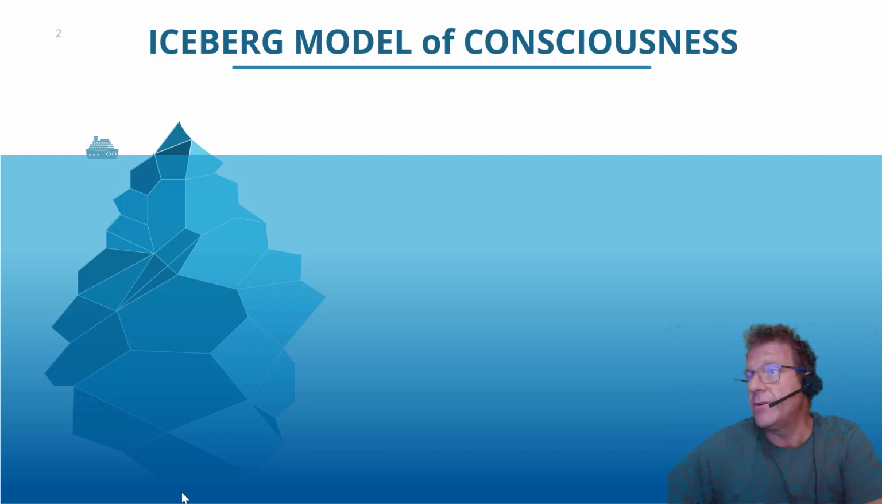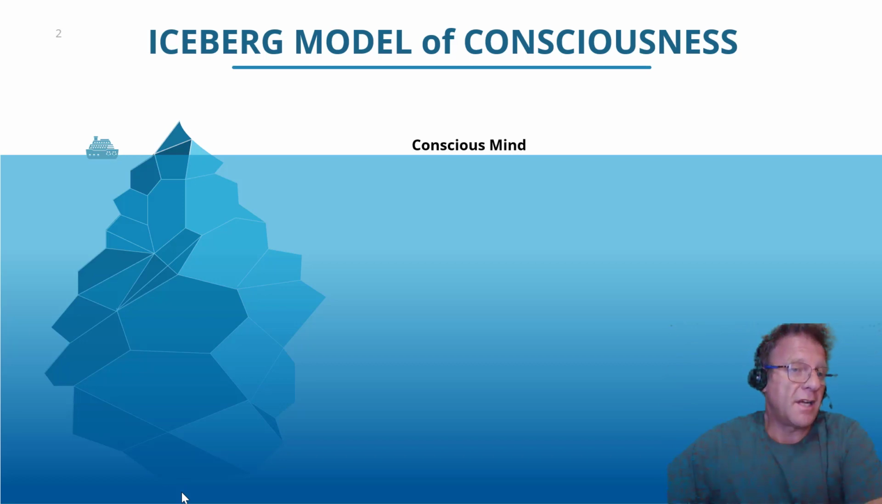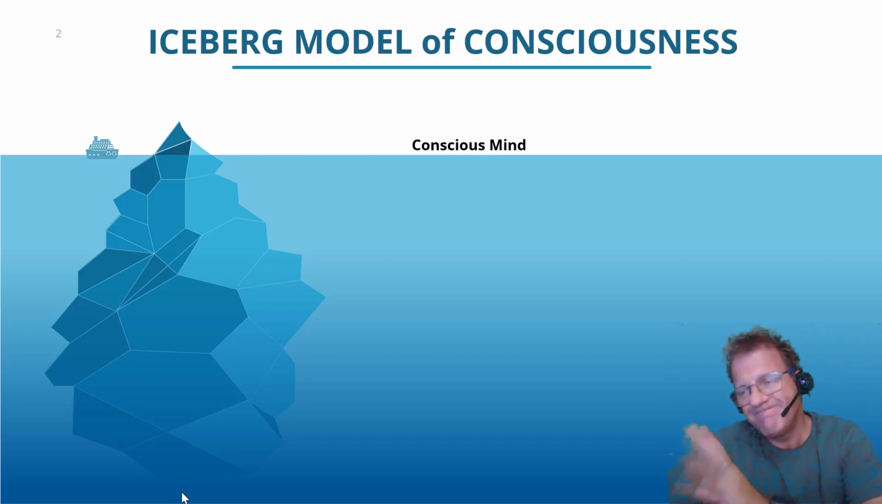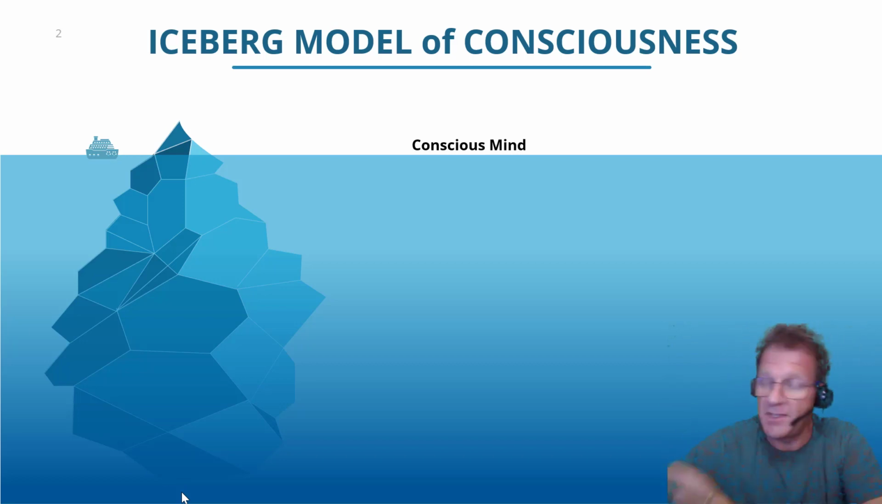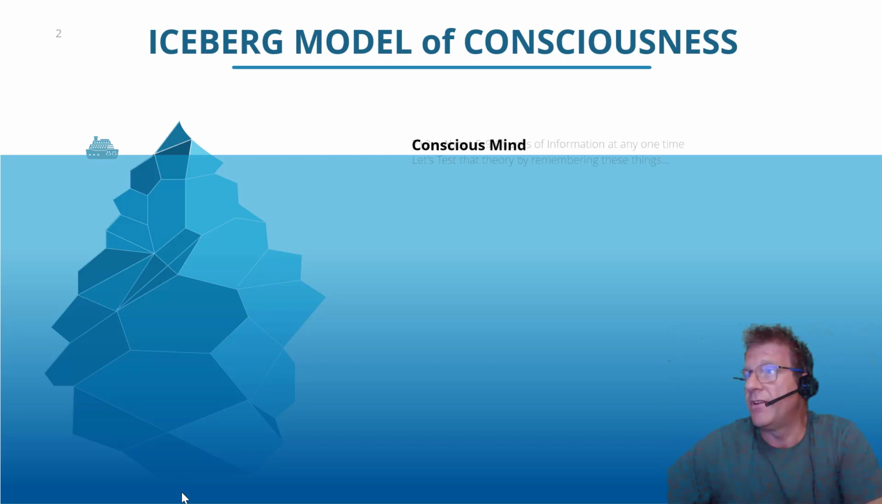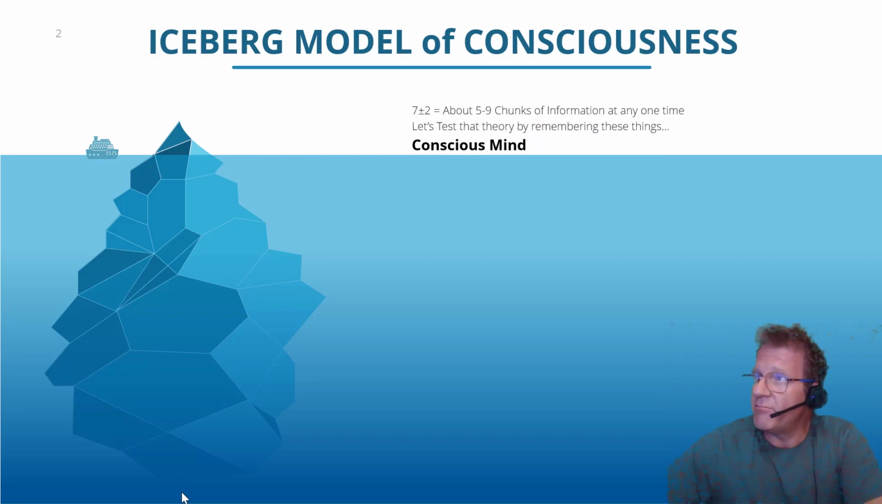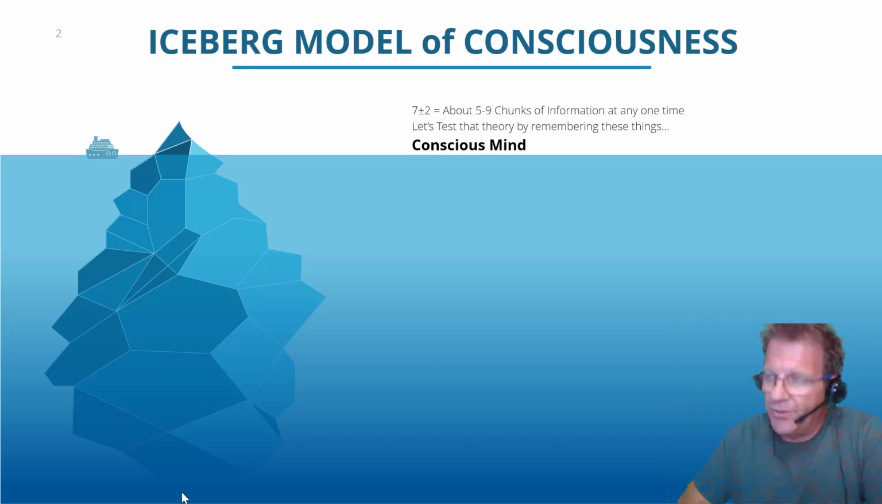And for the sake of the record, it is the little area above the water level that we would consider our conscious mind. Now, our conscious mind can only hold around 7 plus or minus 2, so that's about 5 to 7 things in your conscious mind at any one time. It's about the chunks of information at any one time. Now, if you want to test that, how many things can you hold in your conscious mind?